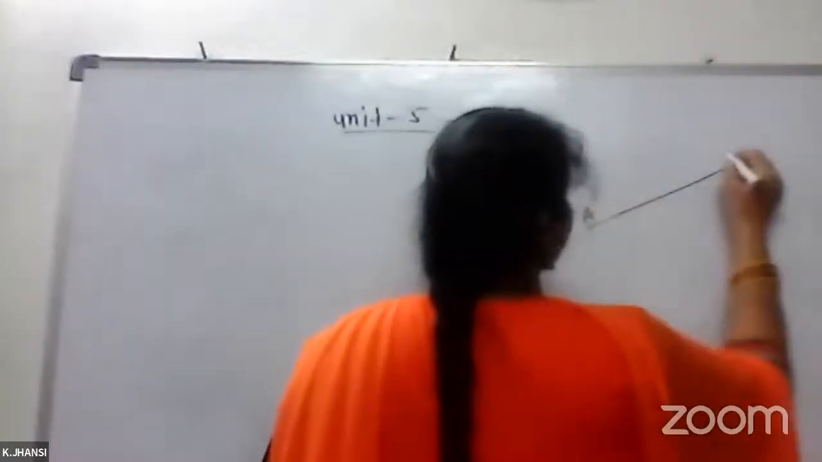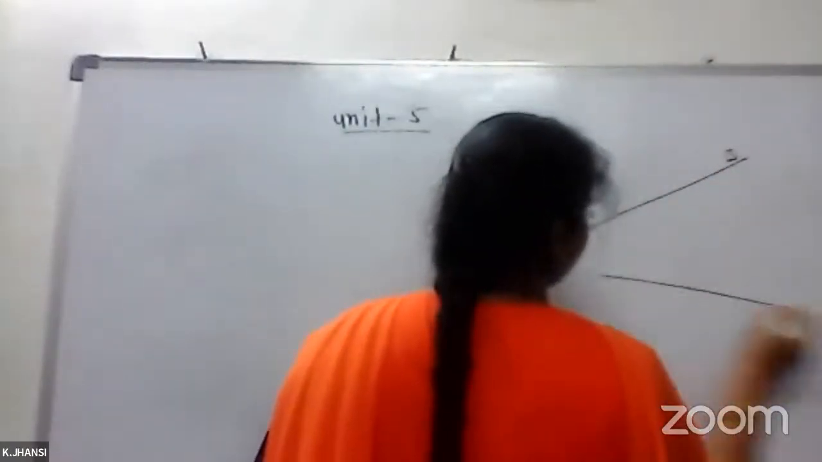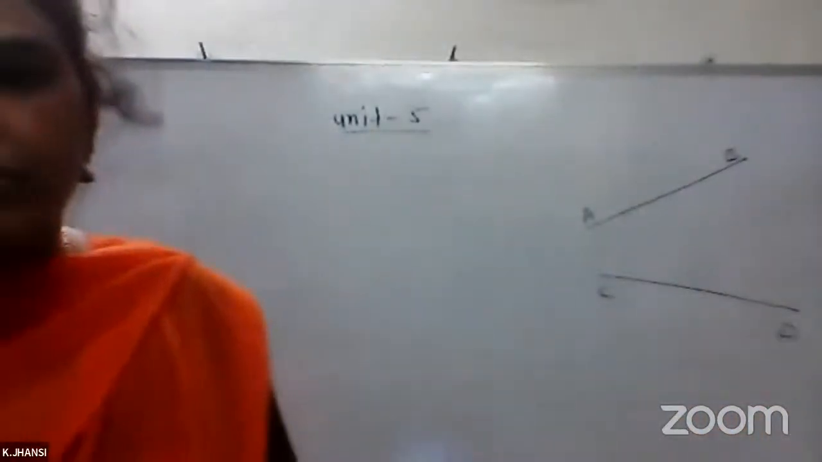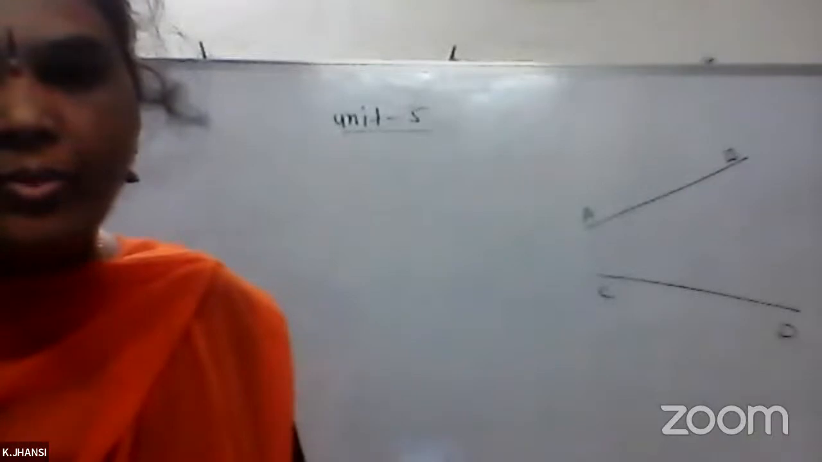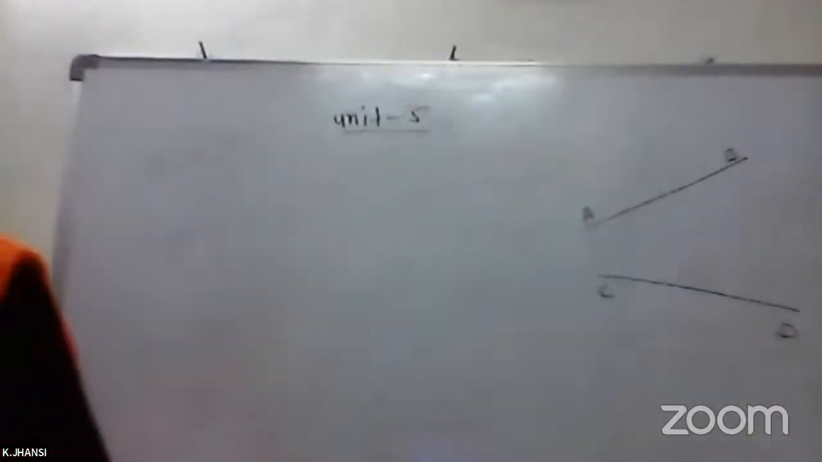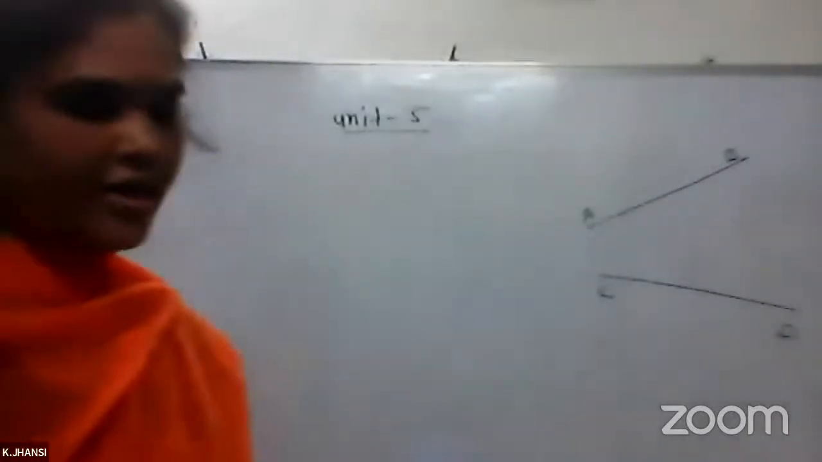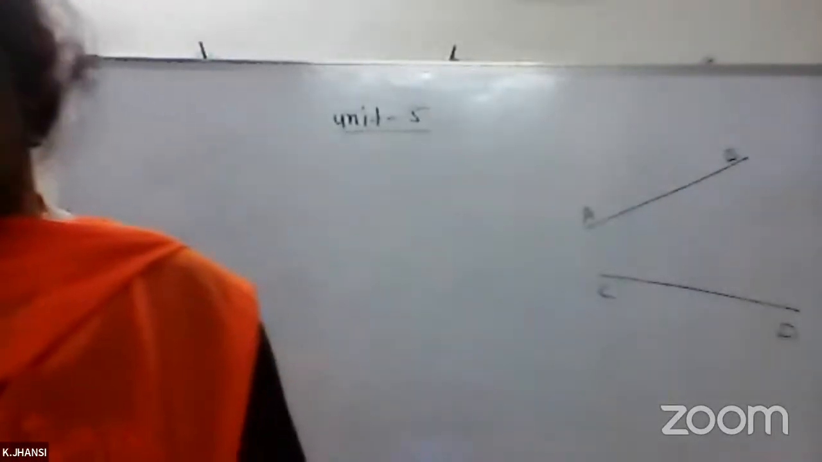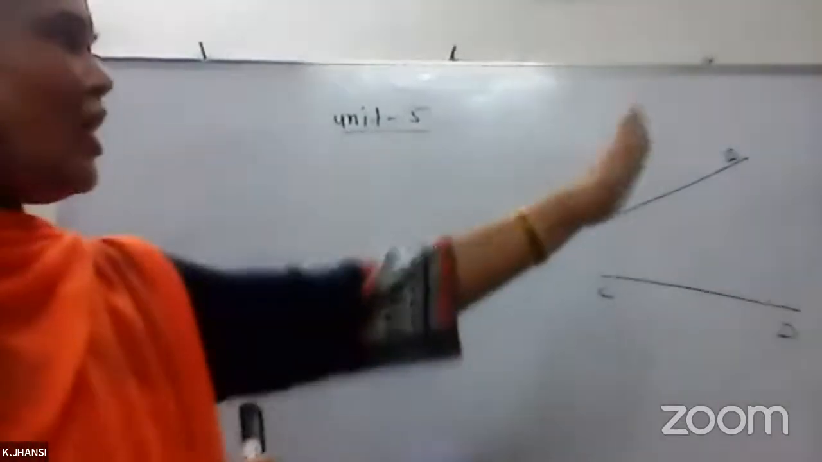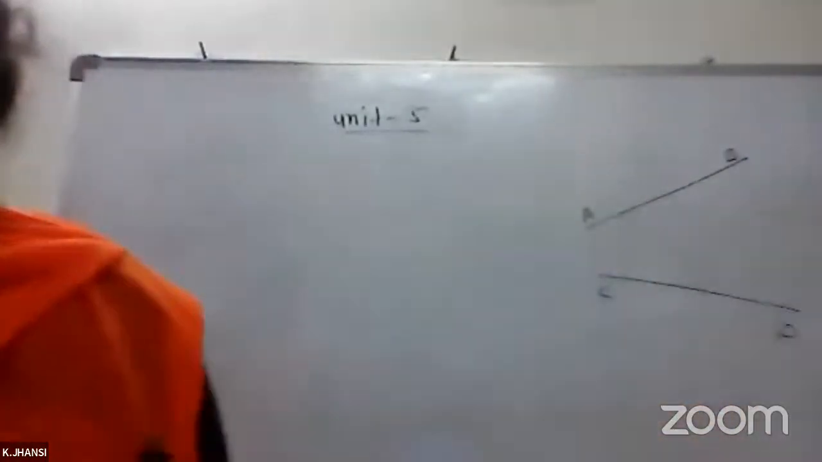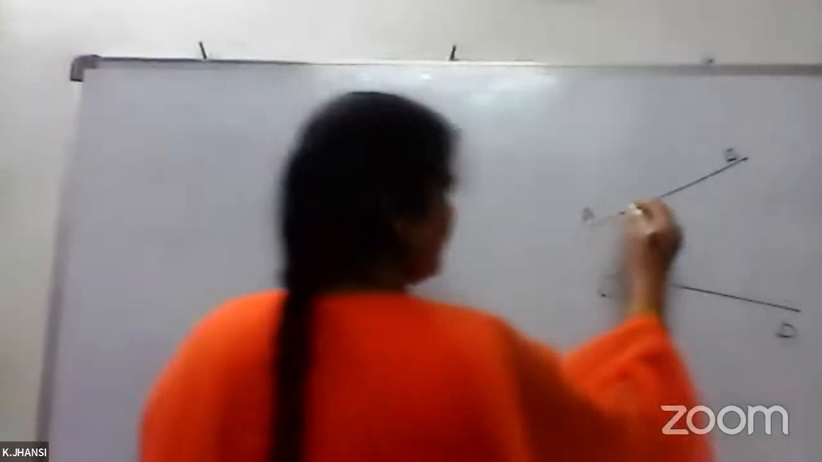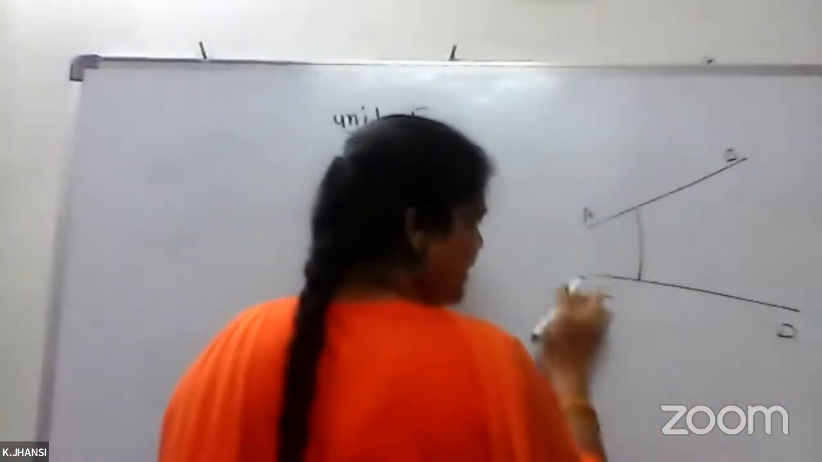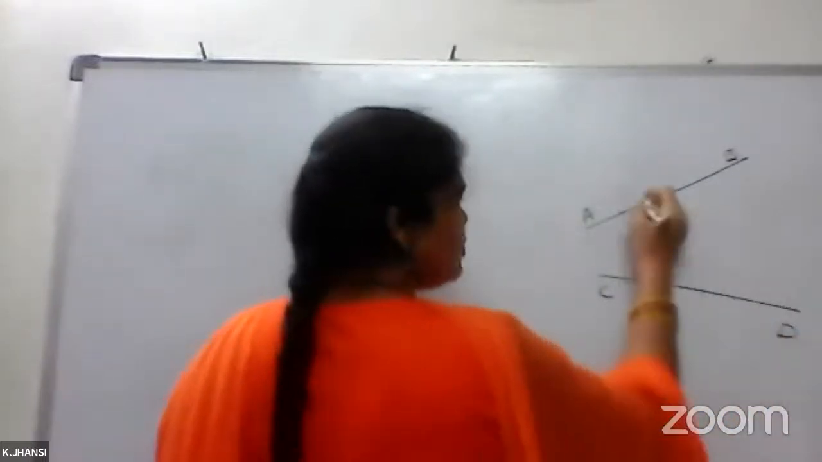This is AB, and this is CD, which are non-intersecting and also non-parallel. We have AB as one of the lines, CD as the other line. So in that, GH is one of the perpendiculars, which is perpendicular to the AB line, and also perpendicular to the CD line.